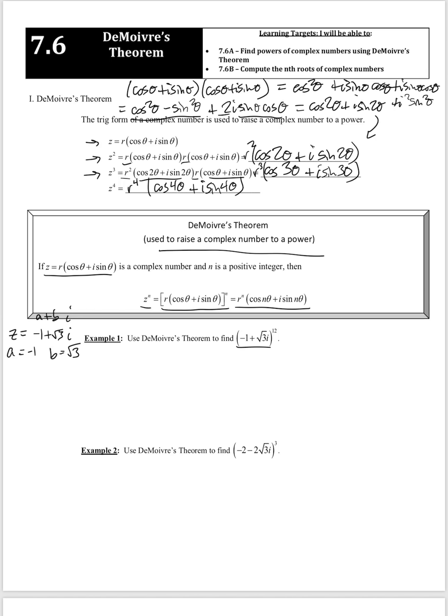Now, we're using the same formulas that we had in the last section. If you'll recall, tangent of theta equals b over a. I need to find theta and I need to find r to be able to convert this complex number into polar form. So that is square root of 3 over -1. Hopefully you recognize this as square root of 3 over 2 over -1 over 2. That's y over x.